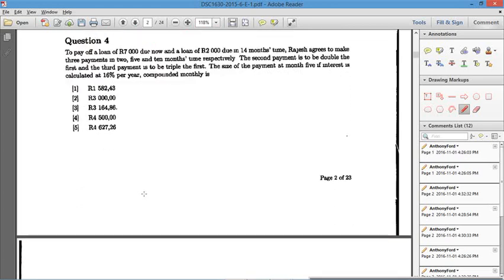Alright, question 4 guys. When you see a long question like this, you should be thinking timeline, timeline, timeline. The reason for that is if you just look at the question, you know there's going to be a lot of different cash flows over a period of time. So in question 4 they say to pay off a loan of 7,000 due now and a loan of 2,000 due in 14 months time.